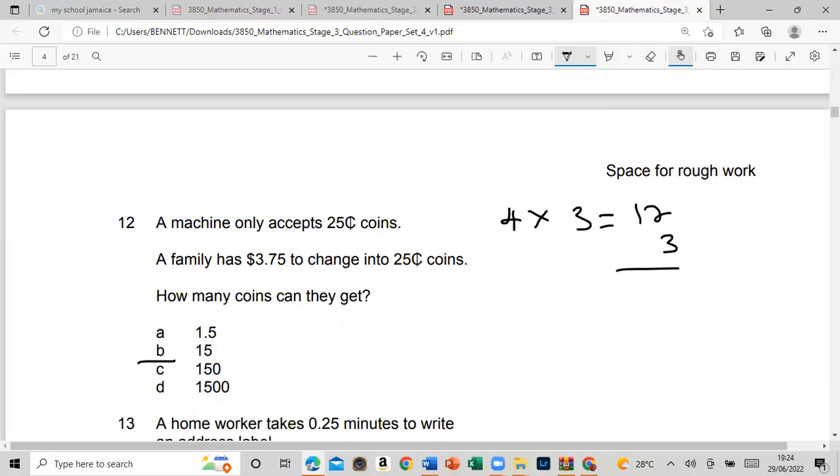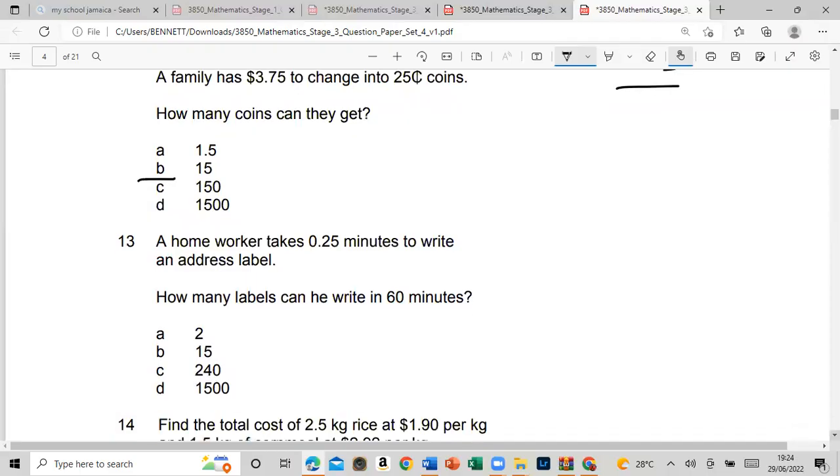All right. A homeworker takes 0.25 minutes to write an address label. How many labels can he write in 60 minutes? So again, this is going to take 4 minutes. It's going to take 1 minute to do 4. So it will be 4 in 1 minute. So 60 minutes are 4 times that, which is 240.